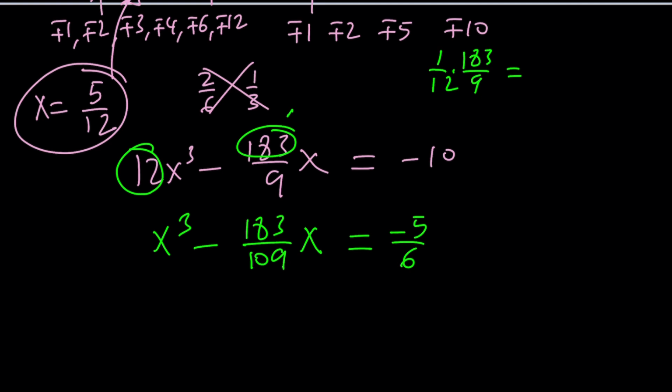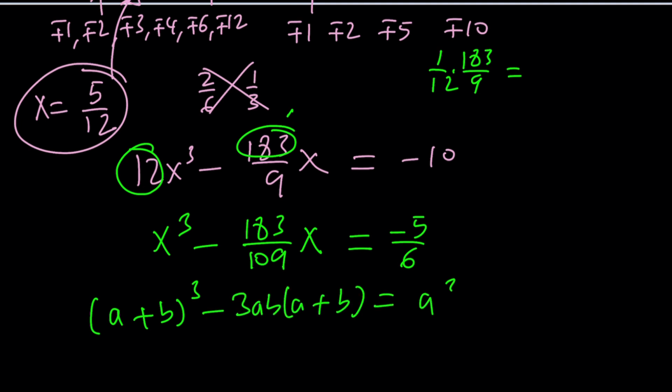Great. Now, at this point, you can just go ahead and consider the identity (a plus b) cubed minus 3ab times (a plus b) equals a cubed plus b cubed. That's how I remember the cubic formula. Obviously, I don't memorize the formula. I just know the method.